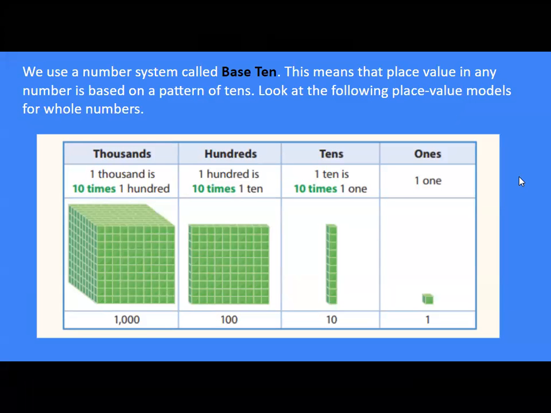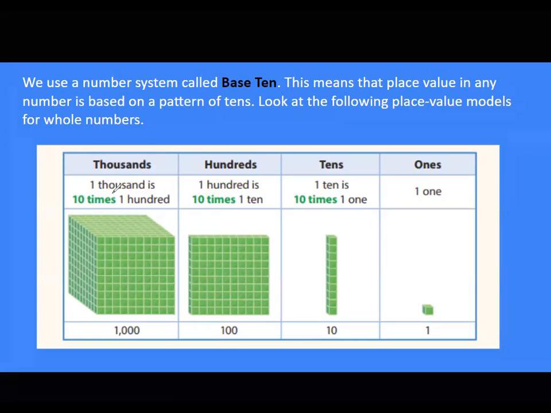We use a number system called base 10. This means that place value in any number is based on a pattern of tens. Look at the following place value models for whole numbers. If we take a look at the models below, we see that 1,000 is 10 times 100. So that just means that if we take this 100 flat, it's going to take 10 of them put together to equal this 1,000 cube. So 10 times 100 is where we're getting 1,000.